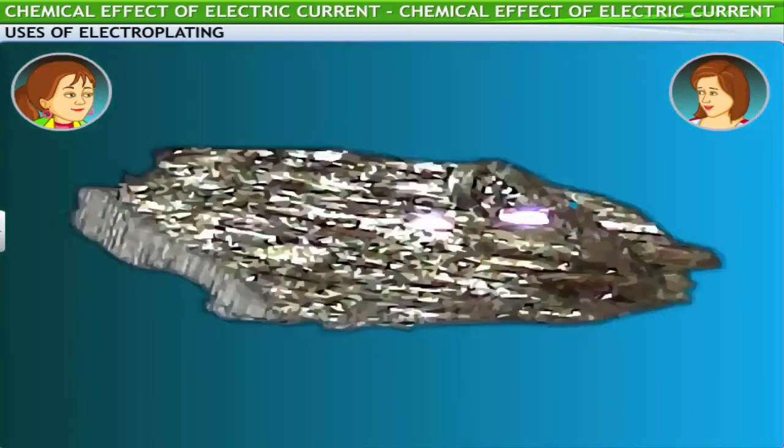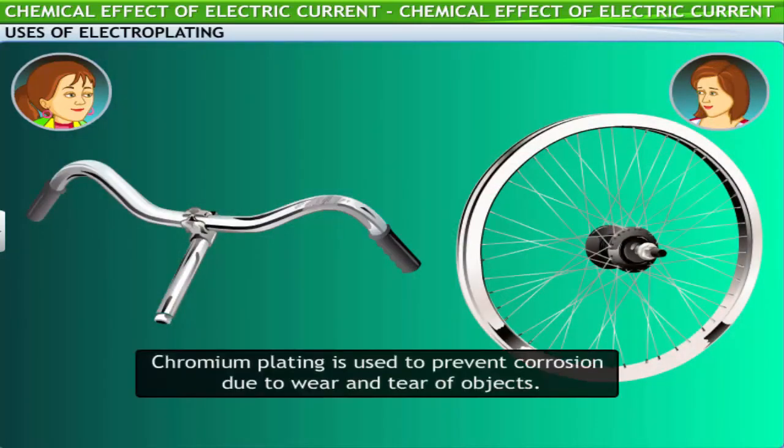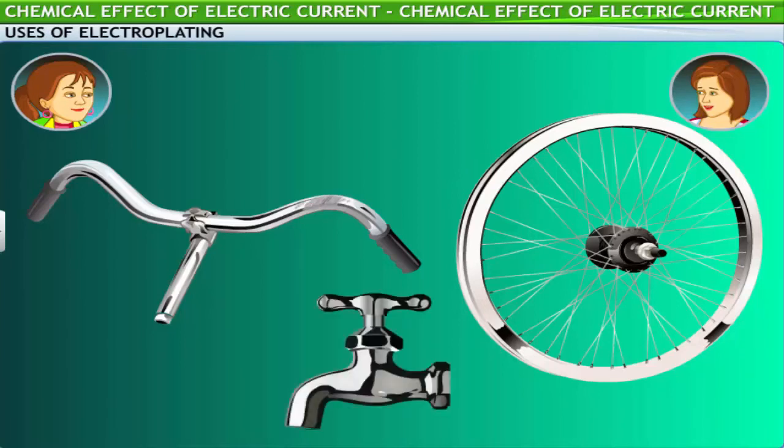Chromium and nickel resist scratches and corrosion. Therefore, they can be used in electroplating to prevent corrosion due to wear and tear of objects. But chromium is expensive. So, mostly nickel is used as electroplating material to prevent corrosion. Due to this property, chromium and nickel are also used for electroplating bath taps.